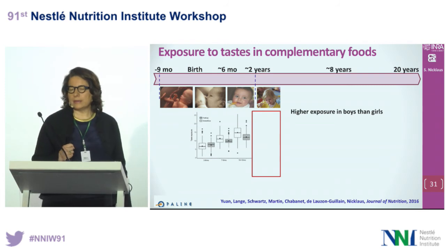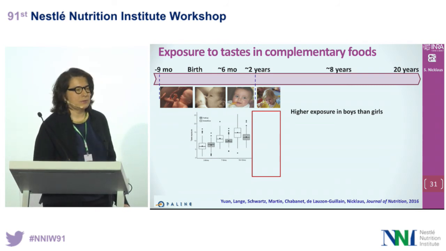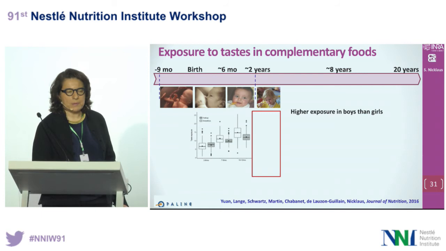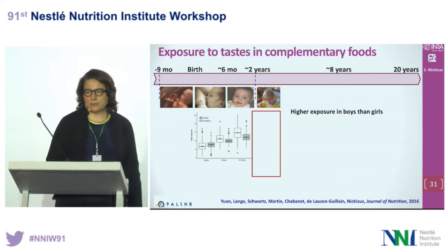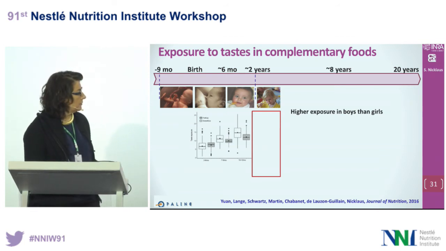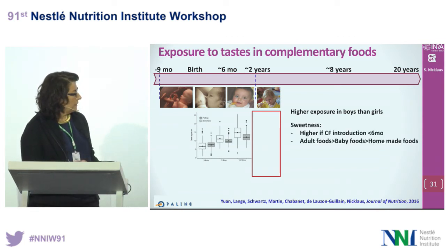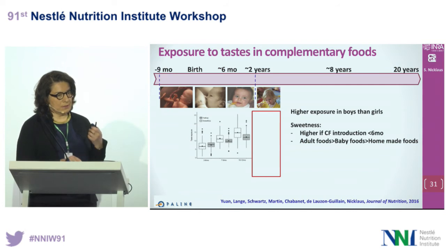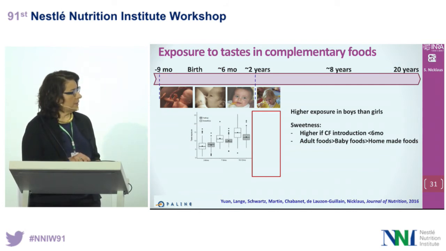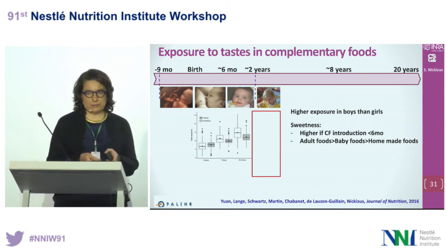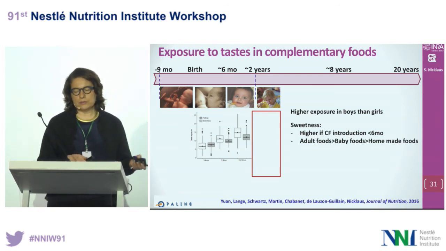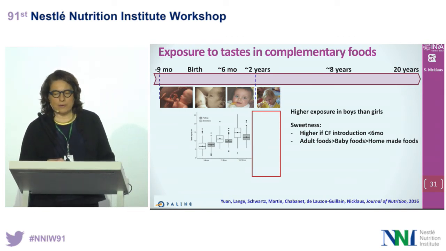Again, this came a bit as a surprise because we didn't really expect this difference, but it probably means that boys and girls are not fed in the same way, or not fed the same food, as of this early stage of life. We found that exposure to sweetness was higher when complementary feeding introduction started before 6 months, revealing that the mothers who started complementary feeding early, probably too early, also introduced a variety of sweet food to the children.